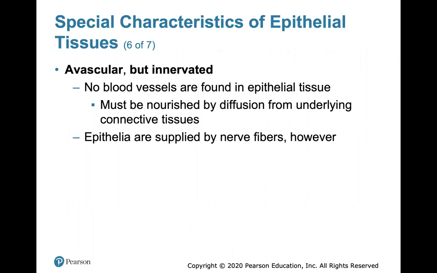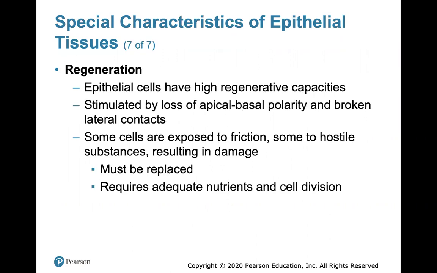Epithelial tissue is avascular, meaning that no blood vessels are found in epithelial tissue. They are nourished by diffusion from blood vessels in the underlying connective tissues, and they're supplied by nerve fibers. So they are innervated; they can receive nerve stimuli.